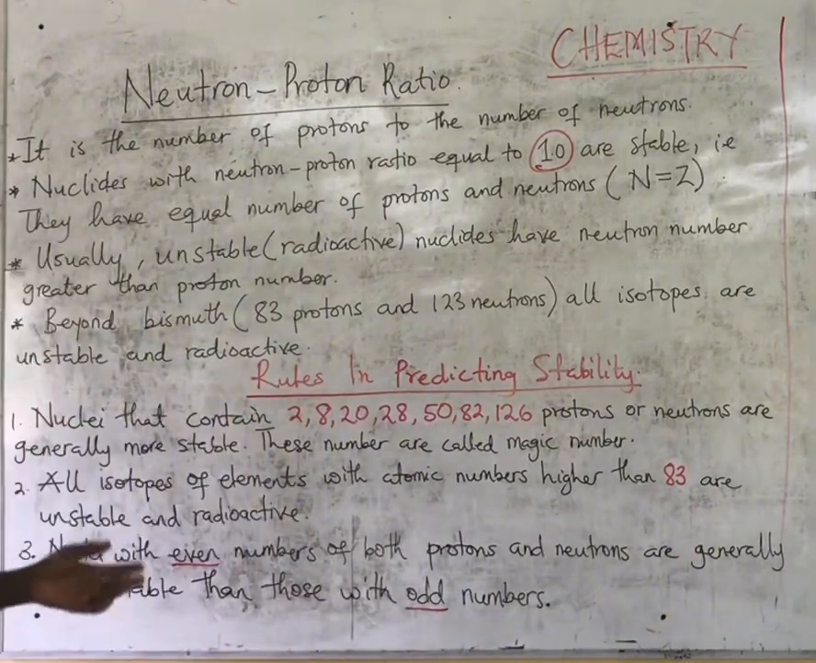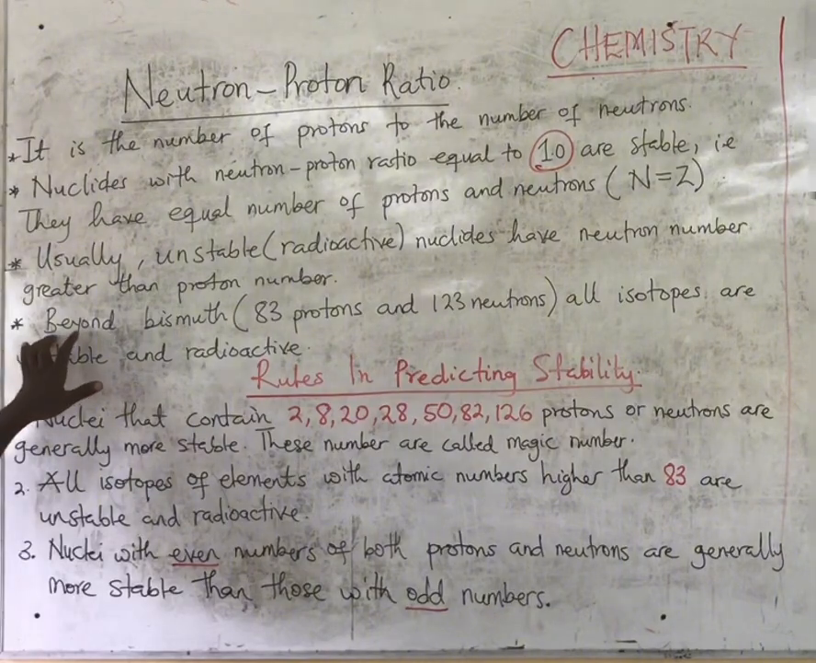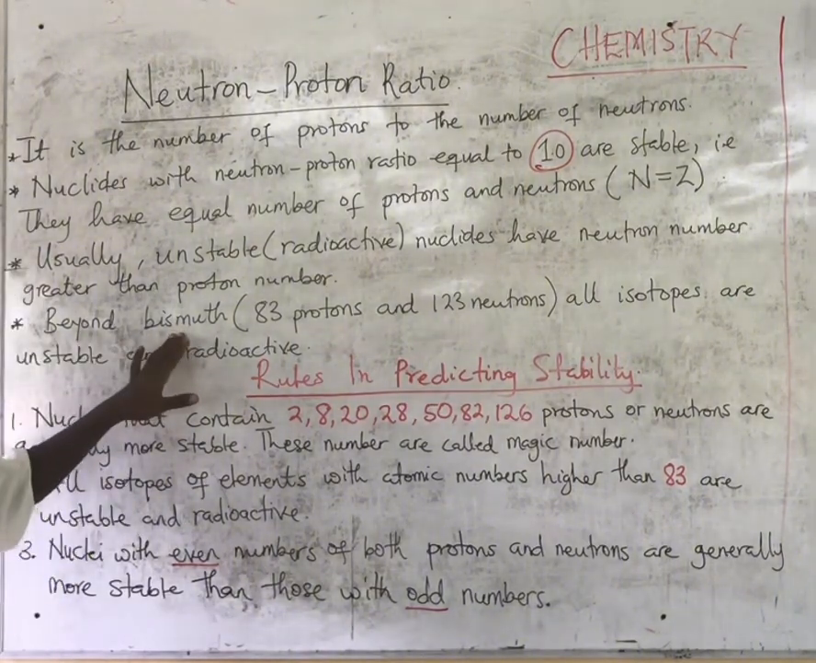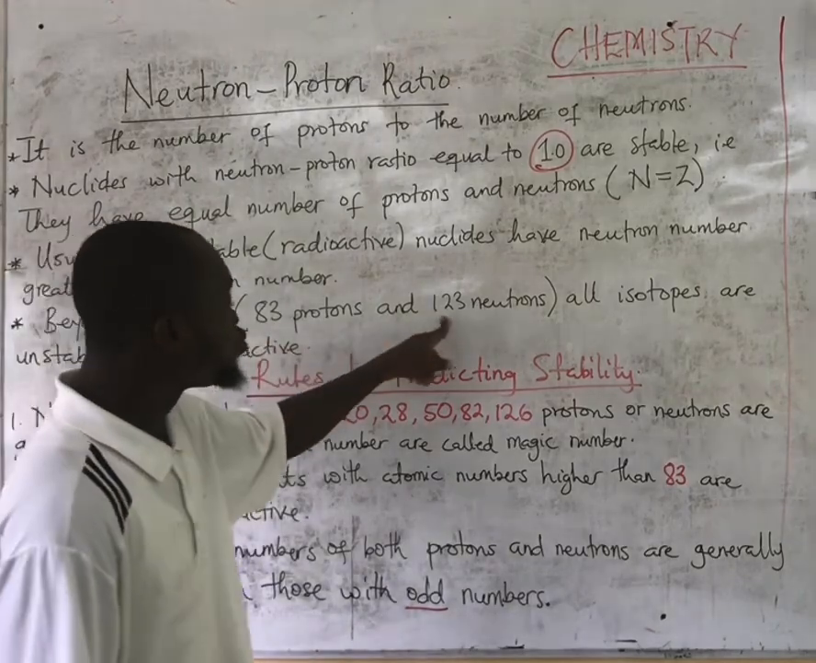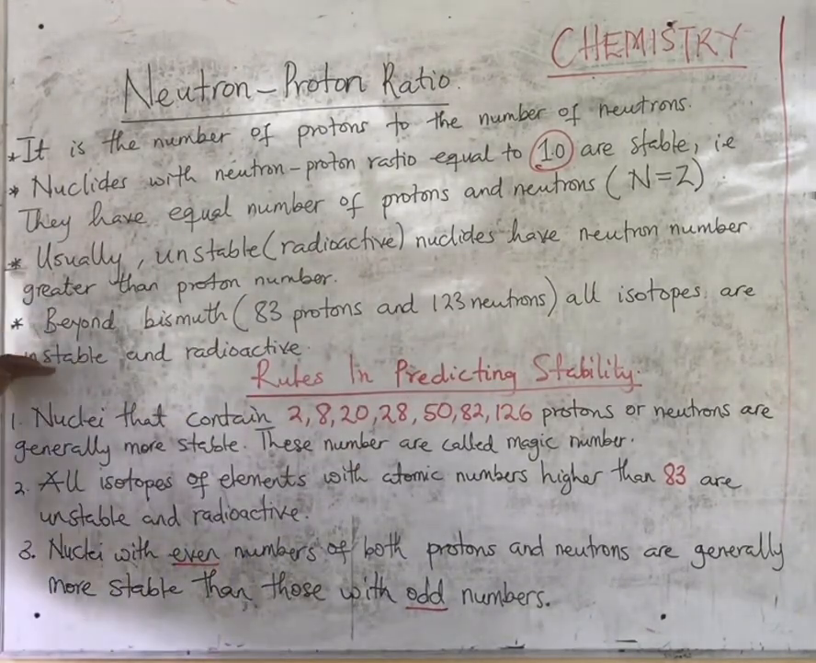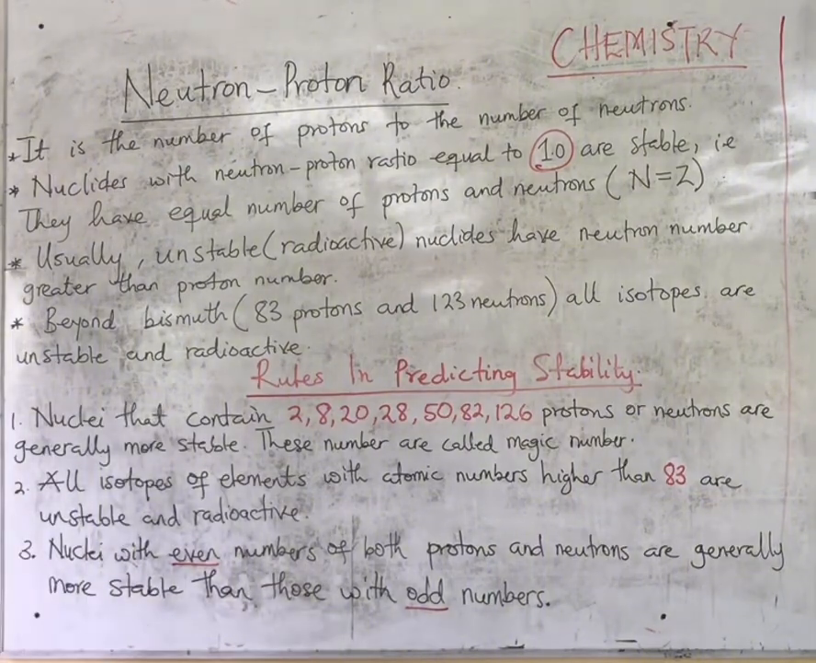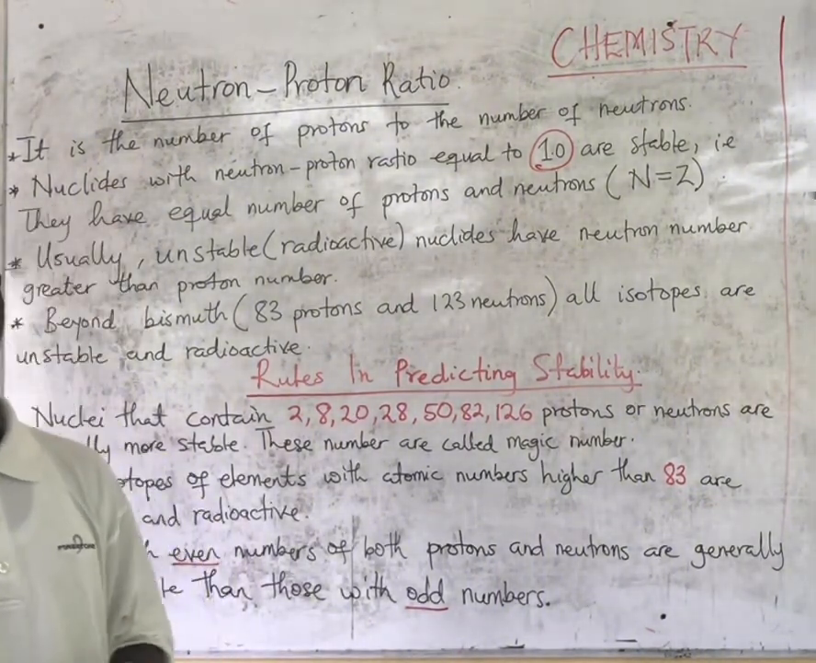Is that okay? Another point we also need to know is that elements beyond bismuth, which has a proton number of 83 and a neutron number of 123, all have isotopes that are unstable and radioactive. They are all unstable and they are also radioactive.